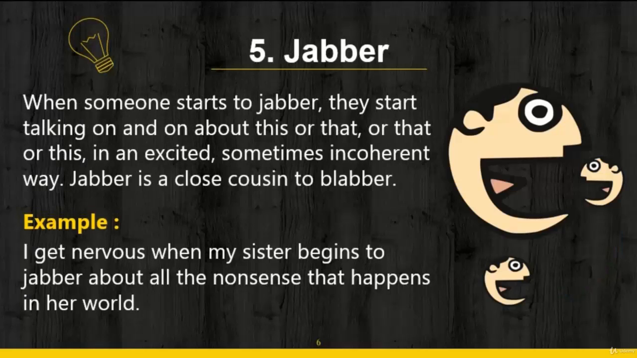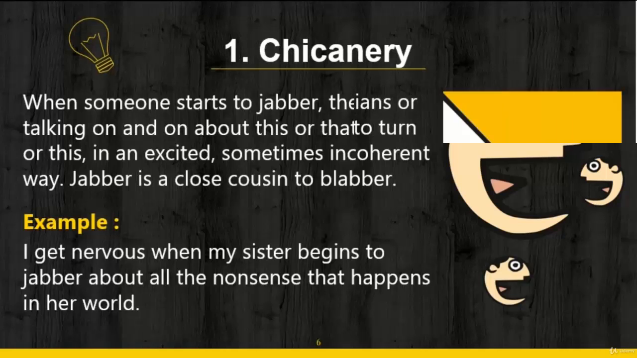Jabber. Now, jabber is a person who always keeps talking. When someone starts to jabber, they start talking on and on about this or that, in an excited, sometimes incoherent way. So, jabber is a close cousin to blabber. I get nervous when my sister begins to jabber about all the nonsense that happens in her world.